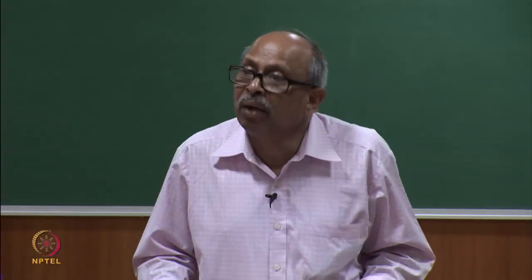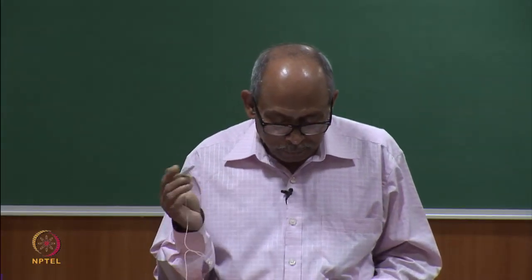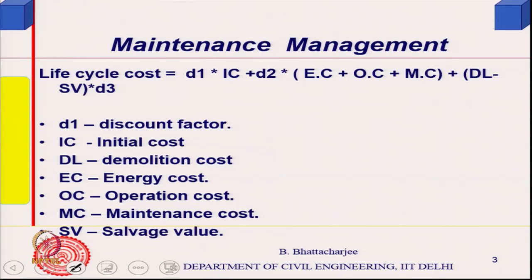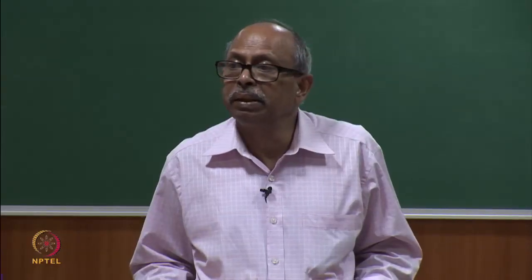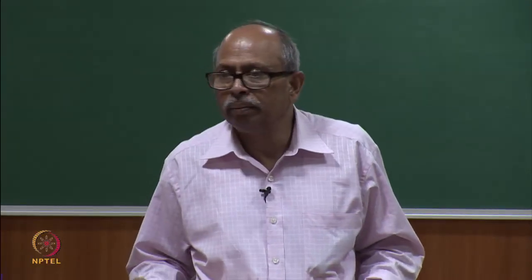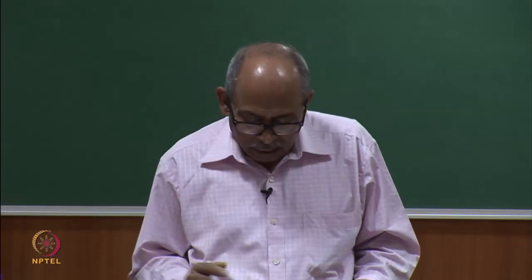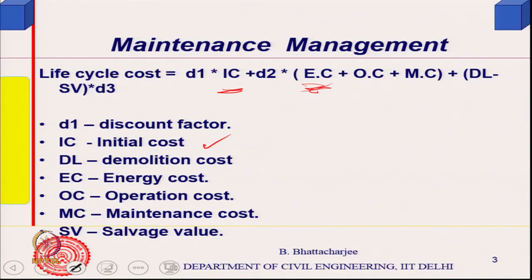So, therefore, life cycle cost is what one should look into. In life cycle cost, the components are: initial cost, which I call IC. In buildings, energy cost is very important in many functional buildings because it's a huge amount. Say academic buildings, a lecture theatre complex or something, if the air conditioner is running, energy cost will be pretty high.